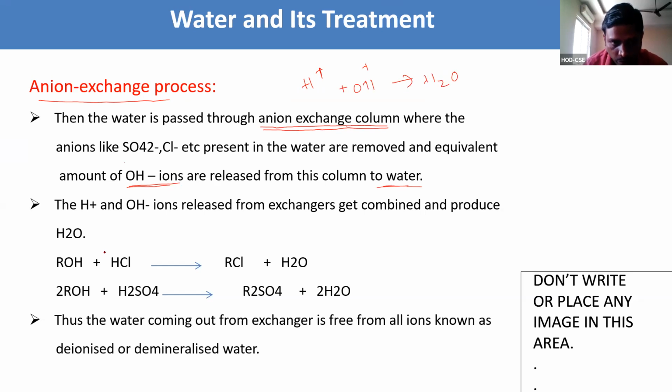In the first column, we got HCl as a byproduct. Now this reacts with the anion exchange resin and forms RCl plus H2O. The water coming out from this is free from all ions, so it is called deionized water or demineralized water.